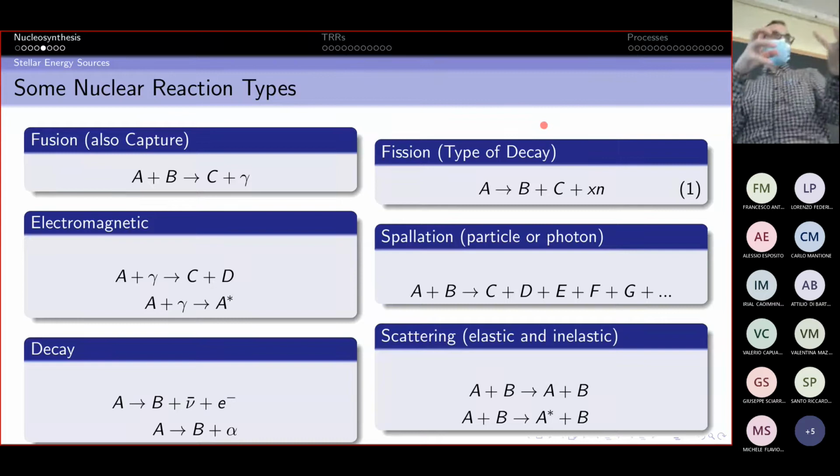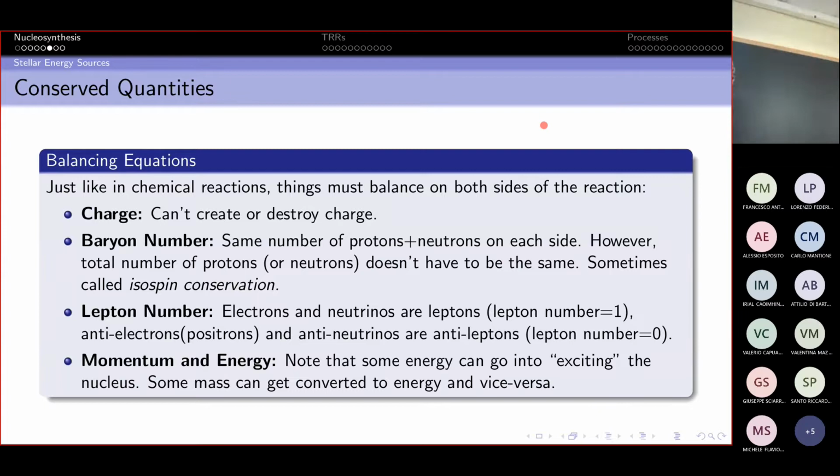Momentum. Momentum should be conserved. Both the angular and anything else needs to be conserved? Momentum. Okay. Here's a table, some conserved quantities, charge, right?